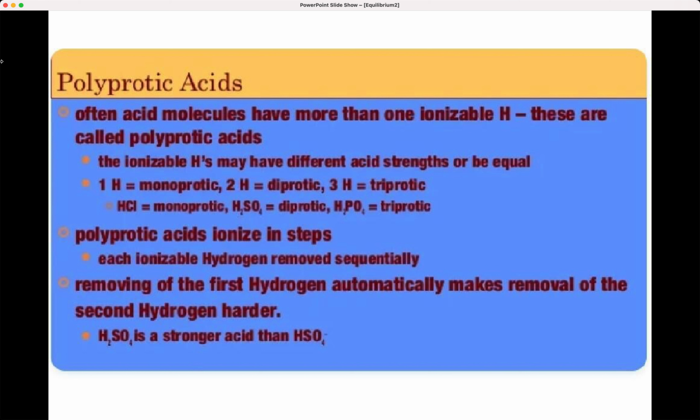Each ionizable hydrogen is removed sequentially, and removing the first hydrogen automatically makes the removal of the second hydrogen harder. H2SO4 is a stronger acid than HSO4 minus, because here we have two hydrogen atoms, and removal of the second is more difficult.